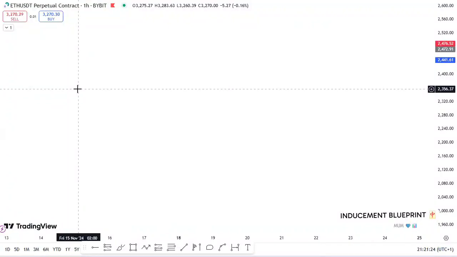Pullbacks, both the bearish and bullish pullbacks, and then how to spot valid and invalid pullbacks. That's what I'm going to be teaching tonight.